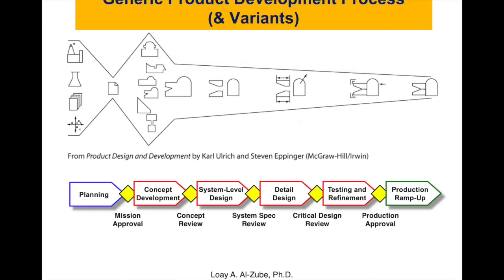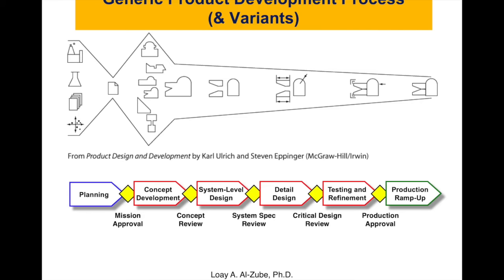If you remember from the previous video in our lecture, we talked about the generic product development process. We started with the planning and ended up with the production ramp up, and we talked about all the tasks and activities in each of these phases. I want to put a lens to magnify the concept development phase, which is the second phase. When this phase starts, we assume that we have completed the planning phase and we have our mission statement. We're going to go into more details about the first phase in class, when we meet in person. But now I want to focus more on the concept development.